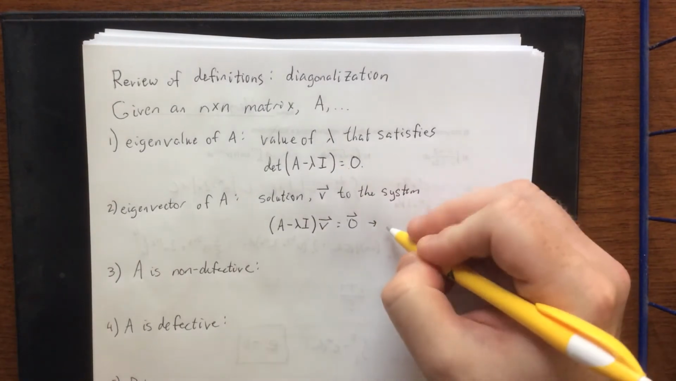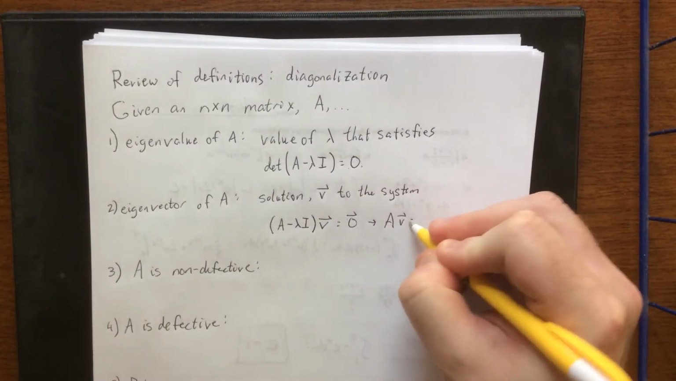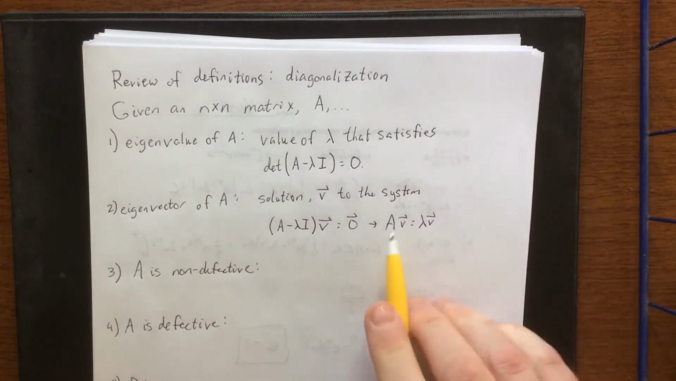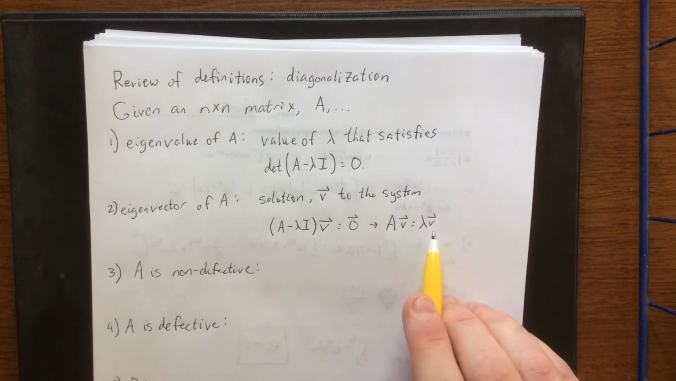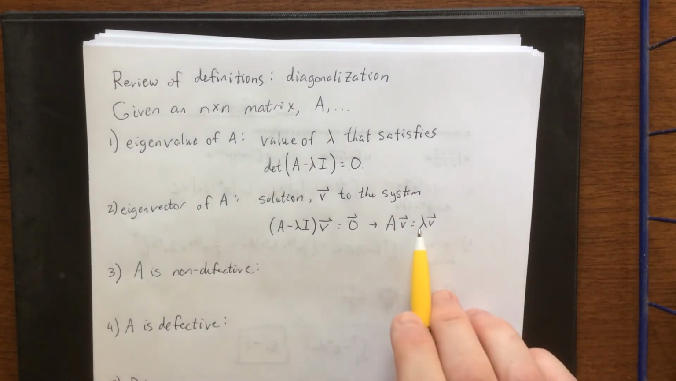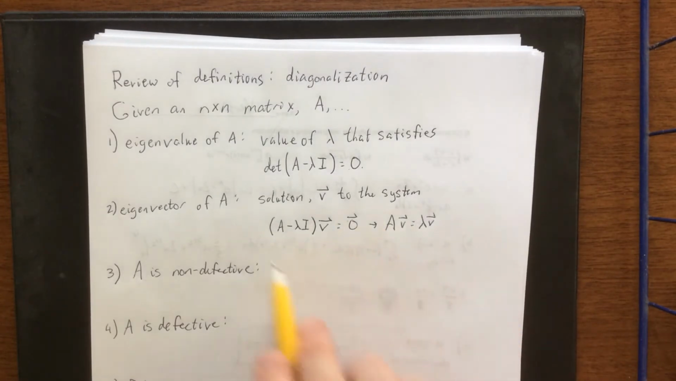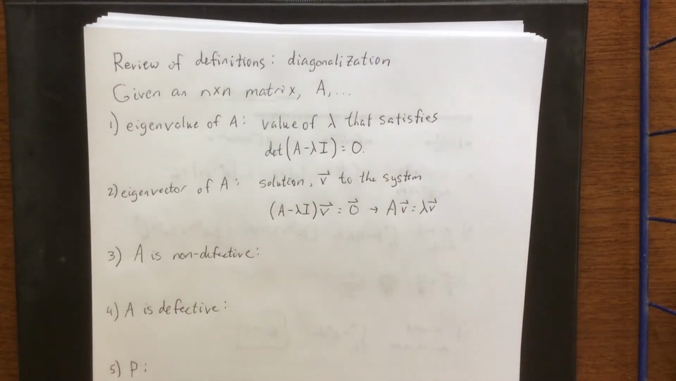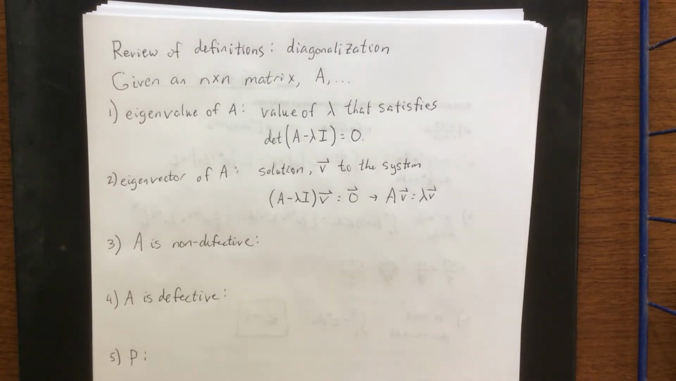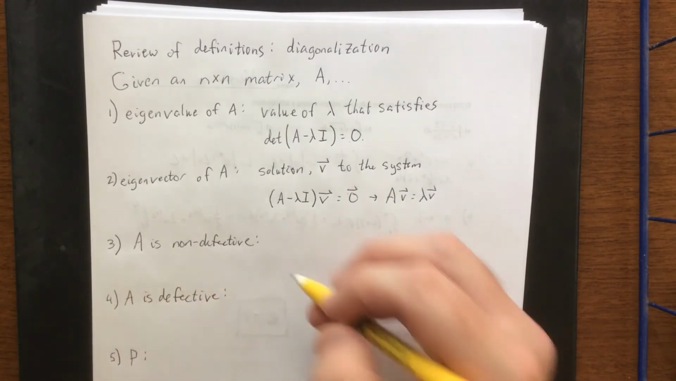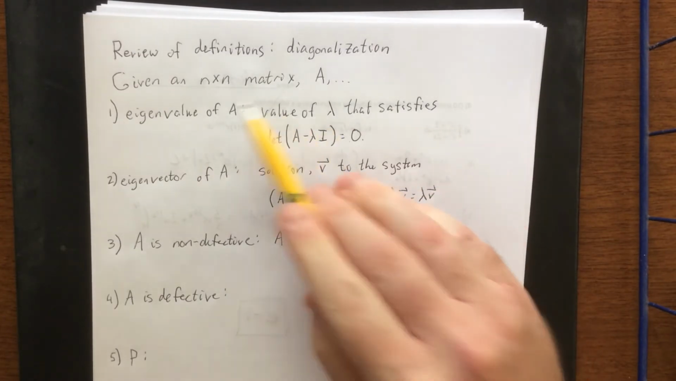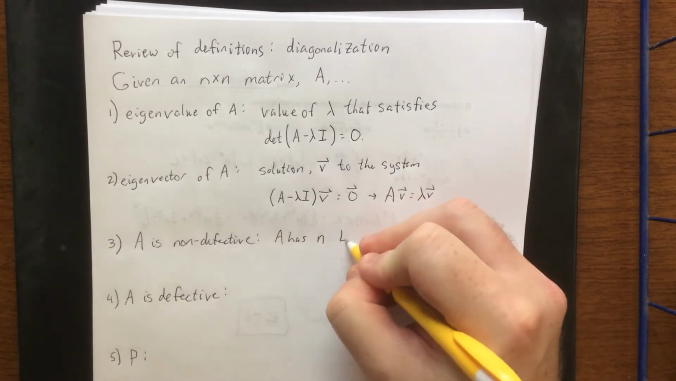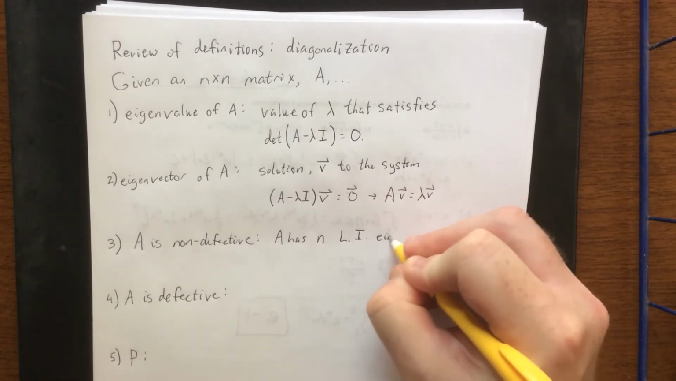Now, the way that this eigenvector came about is that it also satisfies the following equation, that matrix A times vector V is the same as scalar lambda times vector V. So this comes from this. Now, in that ideal situation that I mentioned just a moment ago, if we do wind up with n different eigenvalues, counting multiplicities, and n corresponding eigenvectors, we say that A is non-defective. So A has a total of n, same as its size, linearly independent eigenvectors.